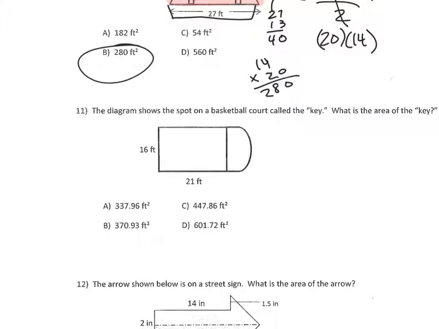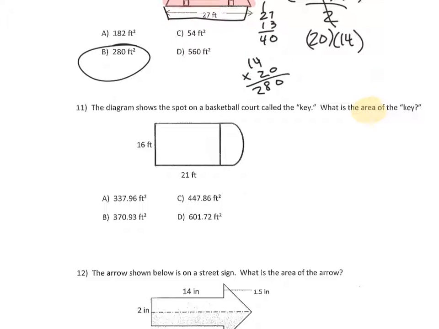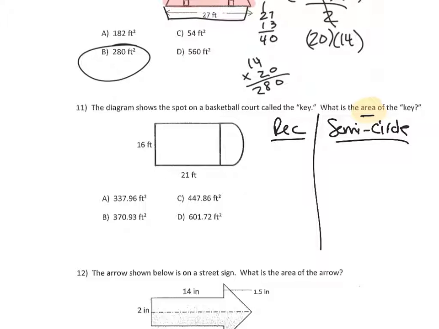Number 11, the diagram shows the spot on a basketball court called the key. What is the area of the key? Well, there's only one keyword in that question, and it's area. So we're looking for the area of this whole figure. We need to first figure out what 2 shapes we have. We've got a rectangle and a semicircle, or a half circle, even though that's kind of a weird looking half circle.